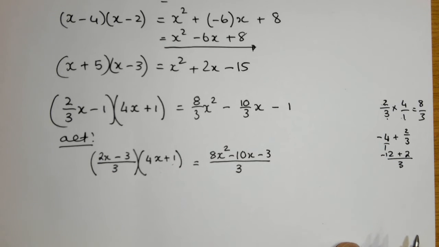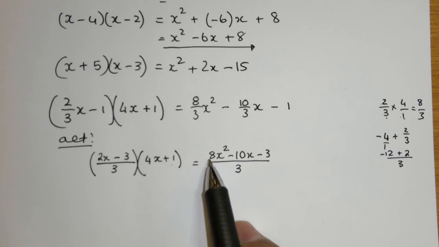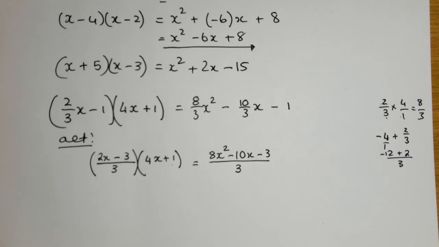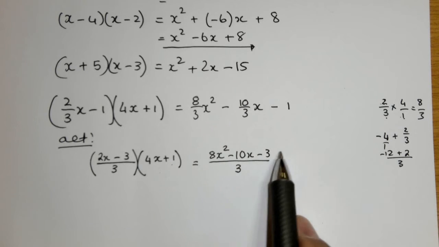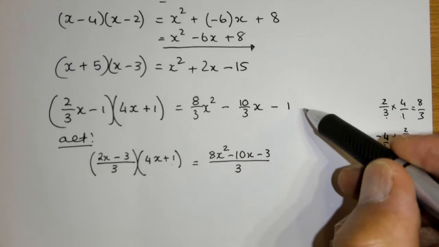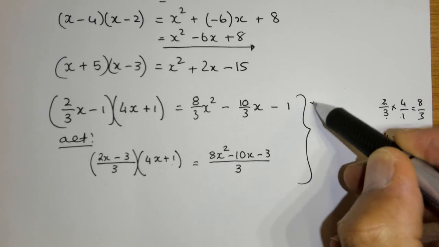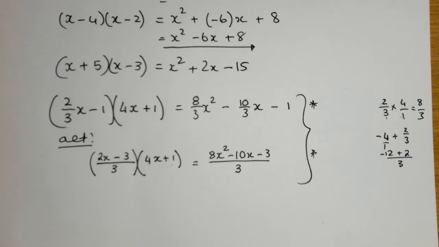Now you can leave it as that. There's no common factor with a 10, there's no common factor with an 8. That's the result. If you kept your fraction, you would just have 8 over 3 x squared minus 10 over 3 x, and minus 3 over 3 is 1. So those two things are equivalent. Okay, they are equivalent. If you put x's in here, you're going to get the same y value coming out.